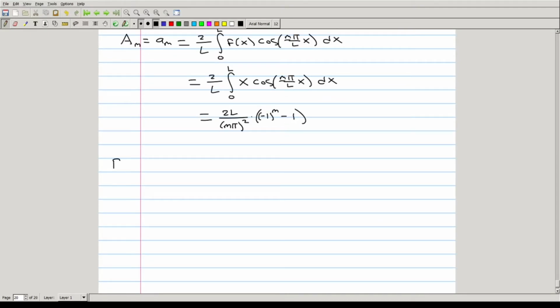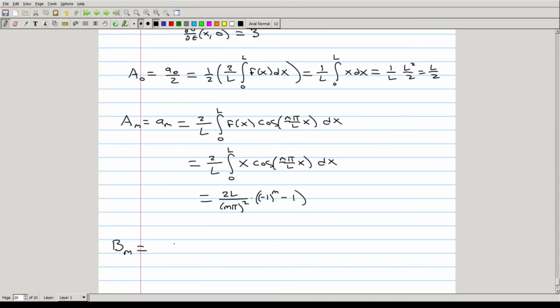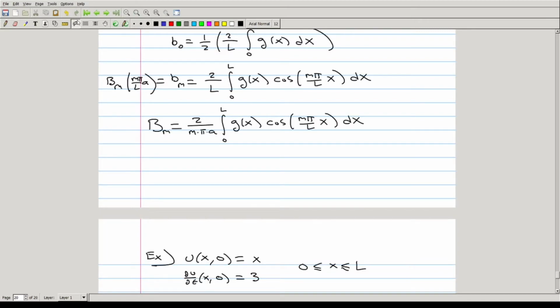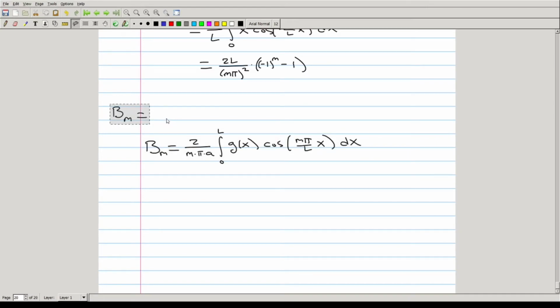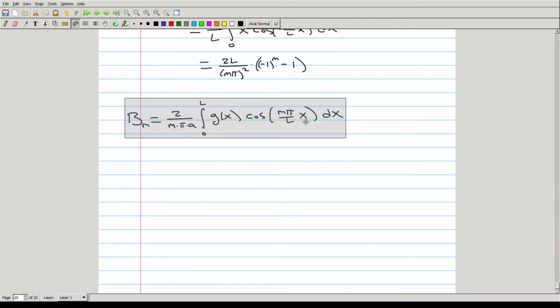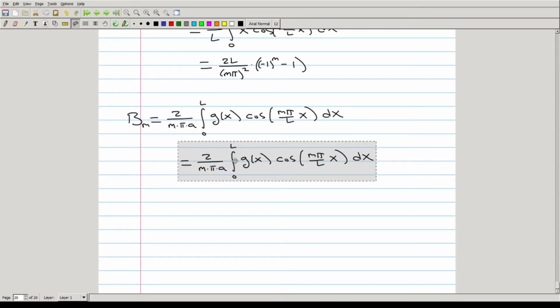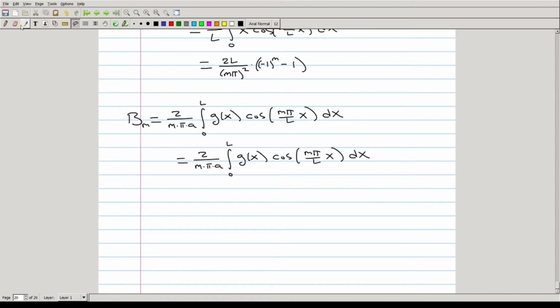And then lastly, the Bm. The Bms are going to be given by this integral formula right here. Which is just 2 over m pi times a times the integral from 0 to L of the initial condition for the velocity, which is just a constant function of 3. And this integral then ends up being 0 because it's the integral of cosine of m pi times x over L from 0 to L.